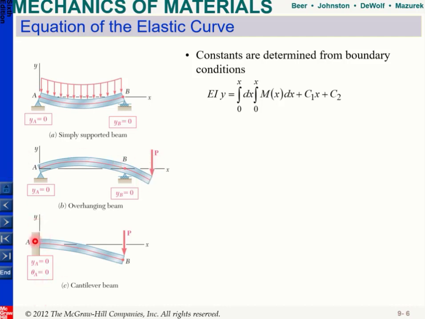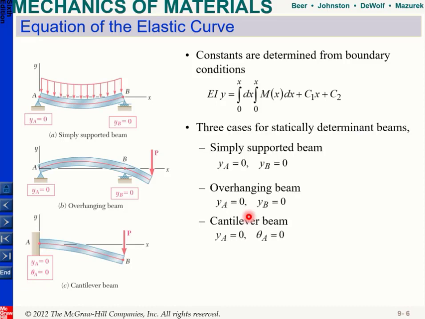If you have a fixed support, what you know is that at point A your deflection is 0, plus your slope is also 0. So this is something you need to remember if you have a fixed support. Not only is the deflection 0, but your slope is also equal to 0. So depending on the problem, you can determine what kind of boundary conditions you have, and you just plug them into this elastic curve equation, and you can get the constants.